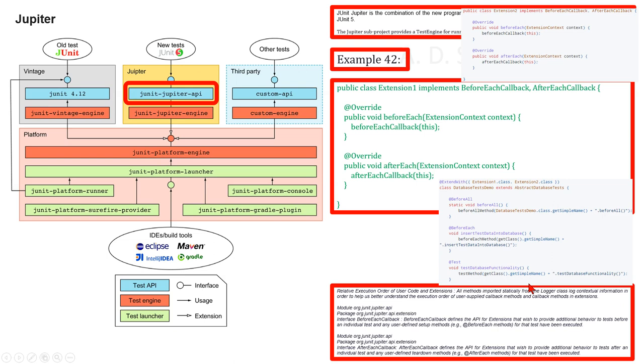The following examples demonstrate that behavior. Please note that the examples do not actually do anything realistic. Instead, they mimic common scenarios for testing interaction with the database. All methods import statically the Logger class to log contextual information, in order to help us better understand the execution order of the user-supplied callback methods and extension callback methods.